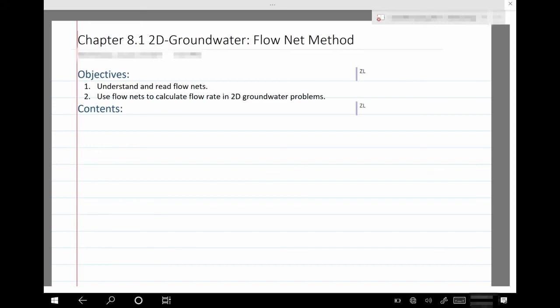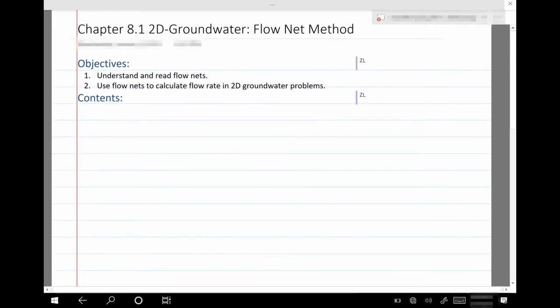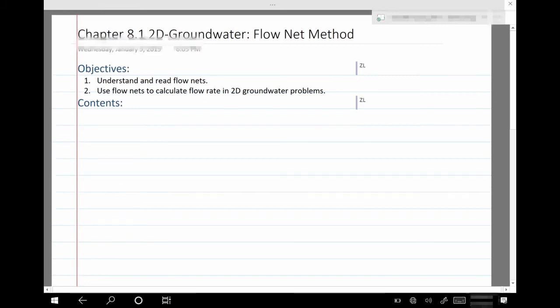For this first lecture, for 2D and 3D groundwater issues, we have two objectives. The first is that you need to be able to understand and read something called a flow net. A flow net is two sets of lines, and they form something that looks like a net. And that net is a graphical tool that we will use to solve 2D groundwater issues.